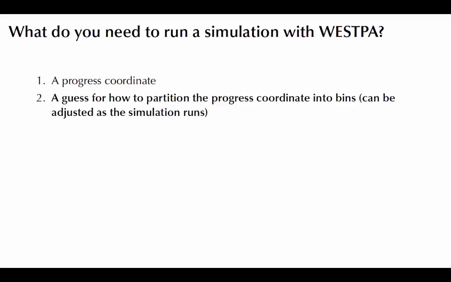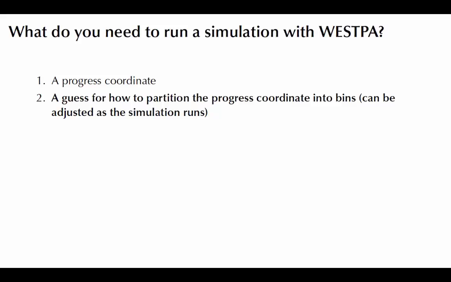So if you have a progress coordinate, then you have to at least take a guess for how to partition the progress coordinate into bins. So weighted ensemble stops, assigns trajectories to bins that answer the question, how close am I to a binding event, or not a binding event, a rare event of interest? So you need to at least have a guess of how to divide your progress coordinate. And this can be adjusted as the simulation progresses.